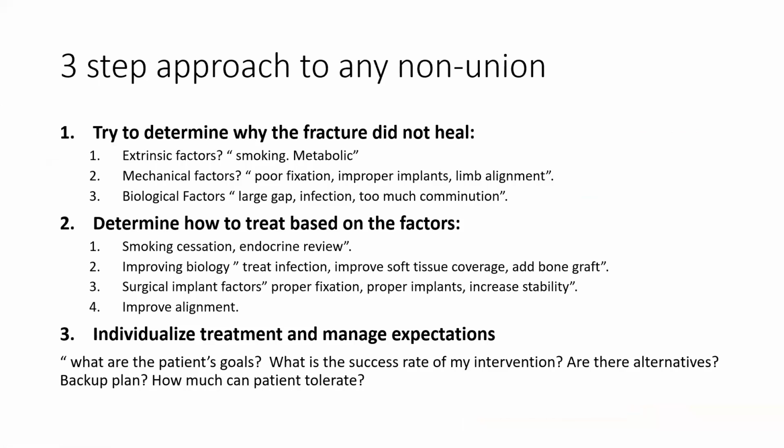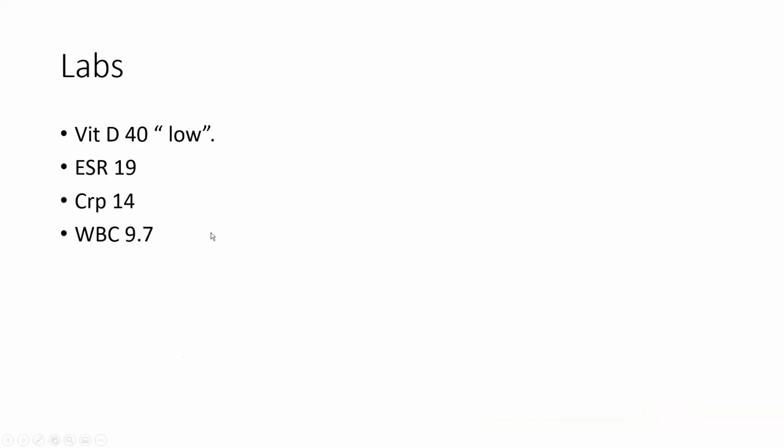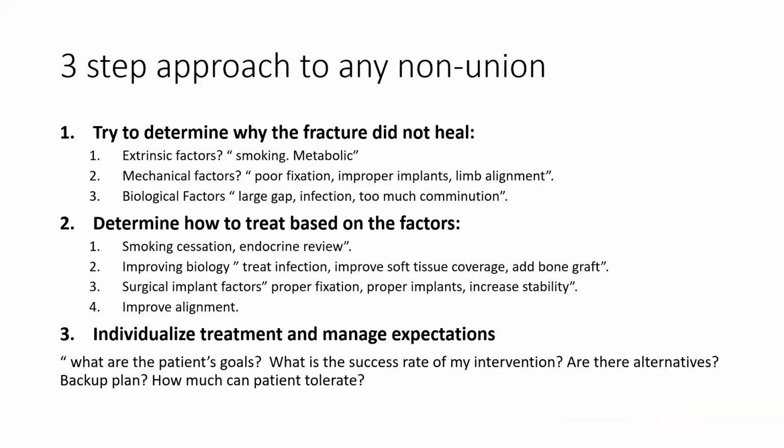Why did the fracture not heal? That's the first question, okay? So this is the workup, problem list. Let's go with this patient. He's not a smoker, does not have any metabolic issue that we know of, but we need to work up the patient. Are there any mechanical factors, poor fixation, improper implants, or limb alignment issue? No, fixation seems adequate. The implant seems proper for the fracture, and alignment overall as well.